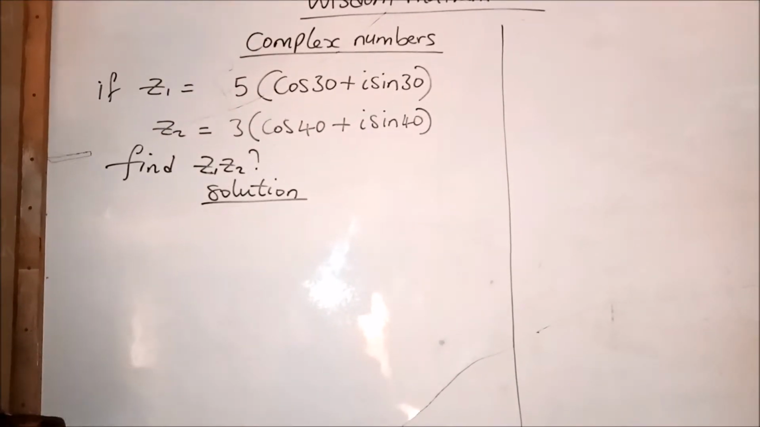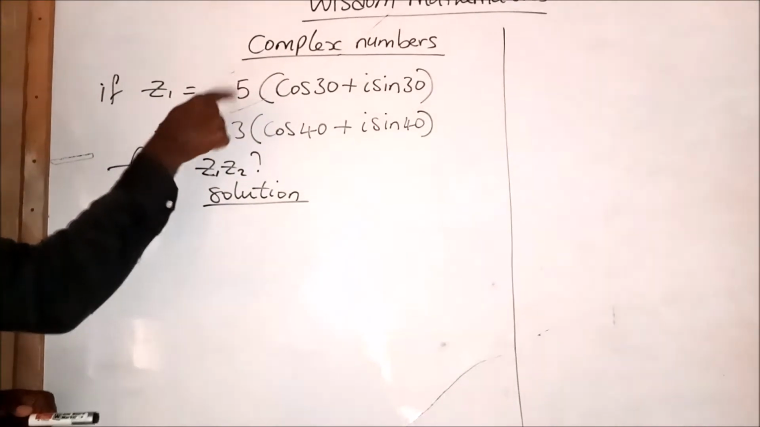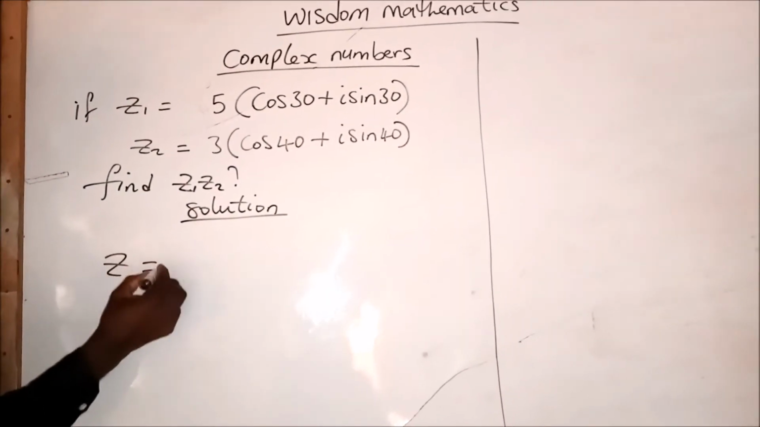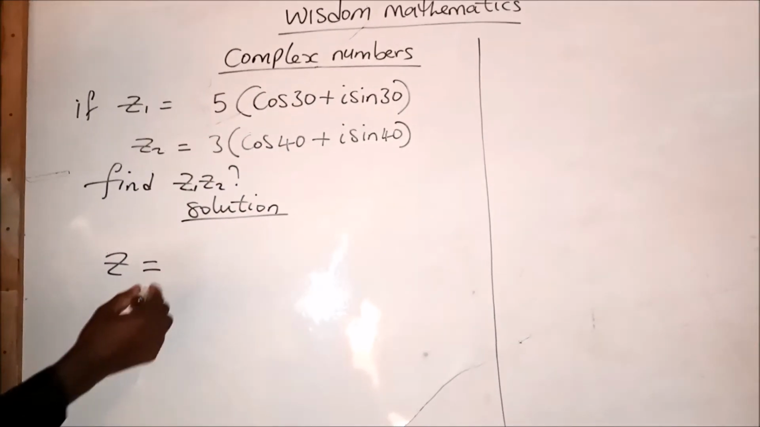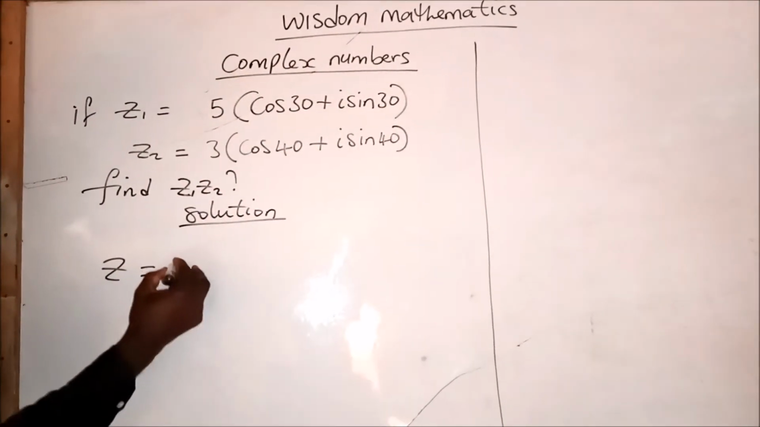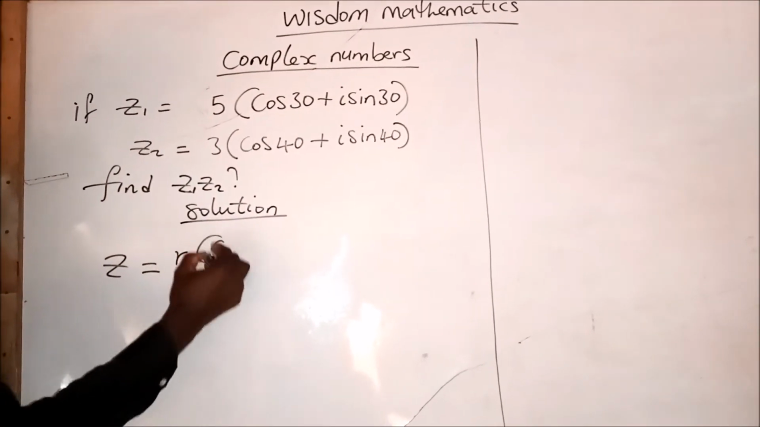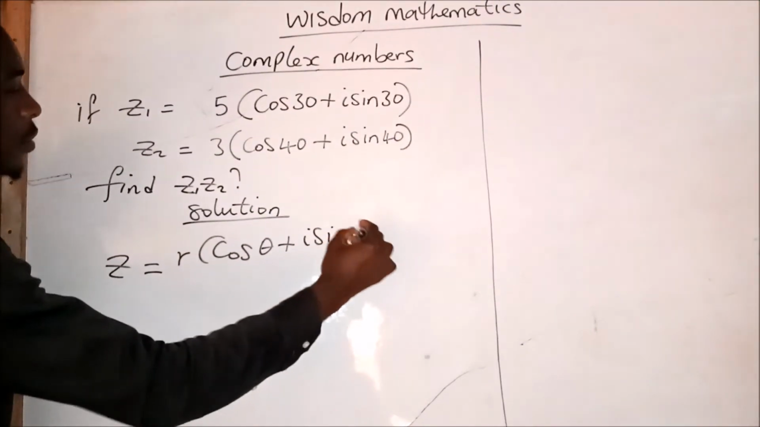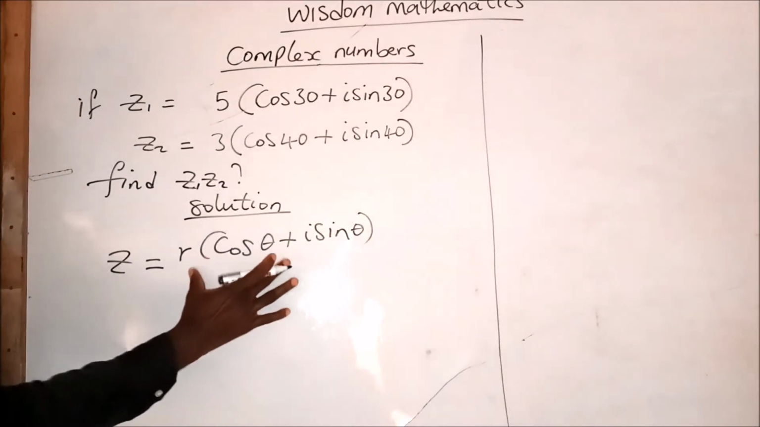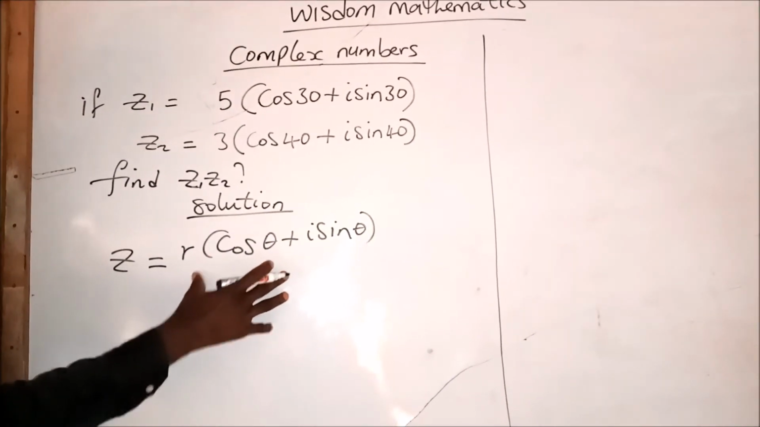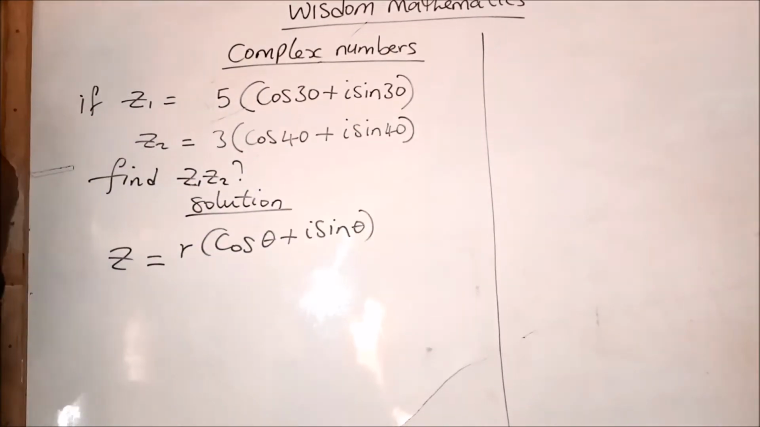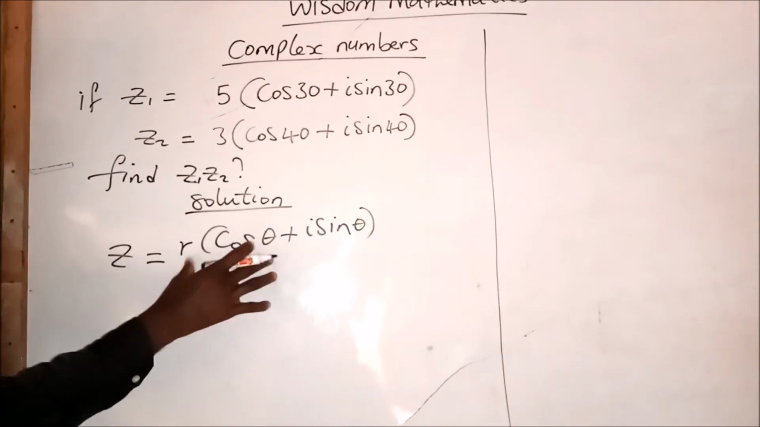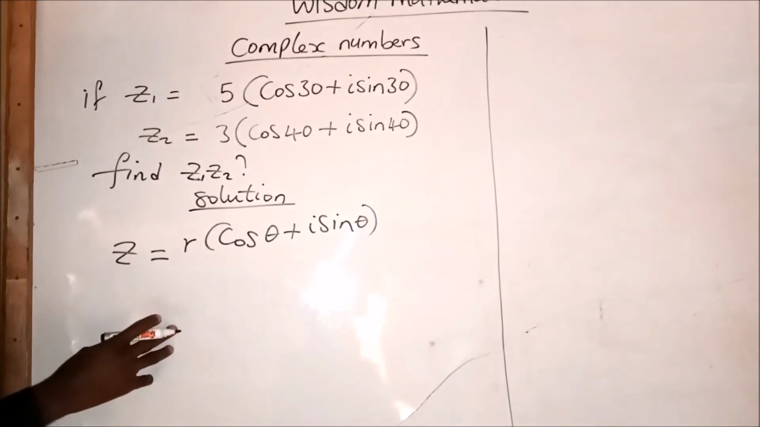Now the first thing we have to consider is the form in which these complex numbers are expressed. We have this complex number expressed in polar form, and polar form is z equal to r(cos theta + i sin theta). This is the polar form of a complex number, and because our questions are in polar form, we are going to use the multiplication in polar form to get our answer.